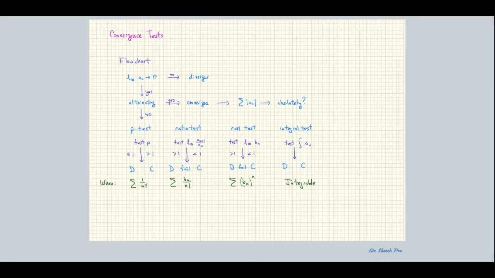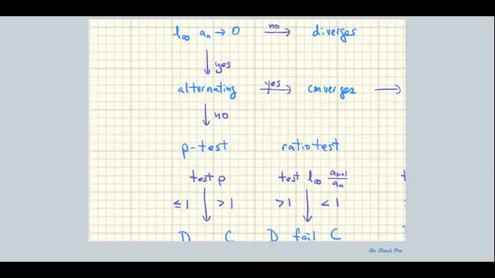But this slide right there is one of those perfect things that you're going to want to work with. Now, if it passes the divergence test, the nth term test, and it's not alternating, now do other things.